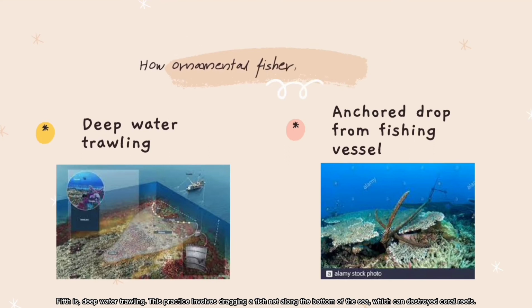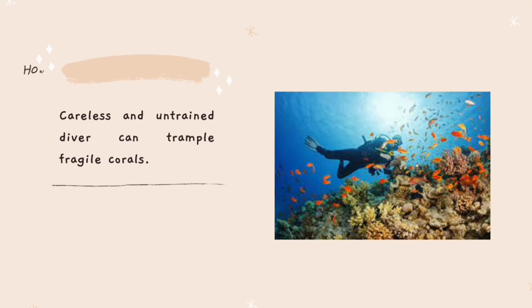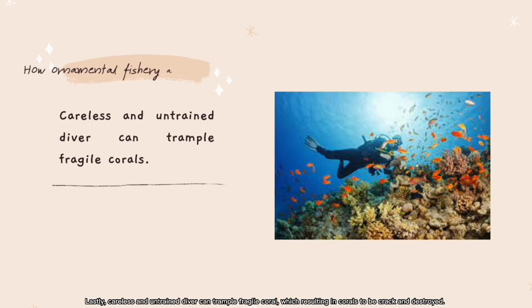Fifth is deep water trawling. This practice involves dragging a fish net along the bottom of the sea, which can destroy coral reefs. Other than that, anchors dropped from fishing vessels can break and destroy coral colonies. Lastly, careless and untrained divers can trample fragile coral, resulting in corals being cracked and destroyed.